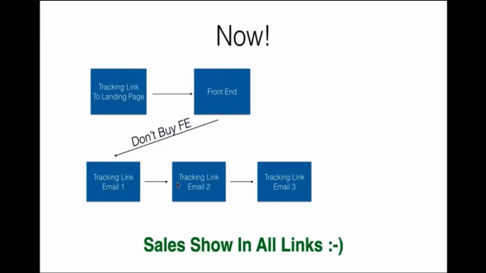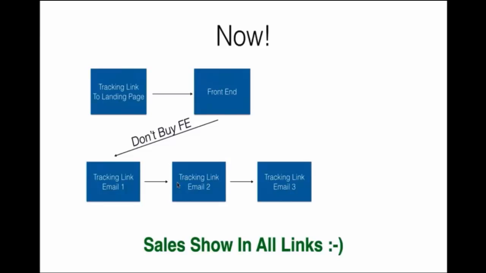Now, previously, the way the system was set up was that Clickmagick could only attribute the conversions to one tracking link. So if you had someone come into this funnel, they opt in, they see the front end, they don't buy it, and now you're following up with them with emails to try to get them to purchase the front end. If they happen to buy in any of these emails, the sale would get attributed to one of the 3 emails they bought from, but it would not get attributed to the actual original tracking link they came into.